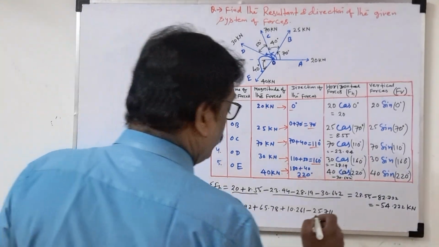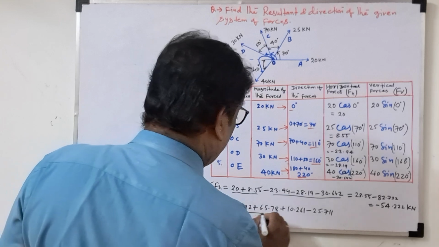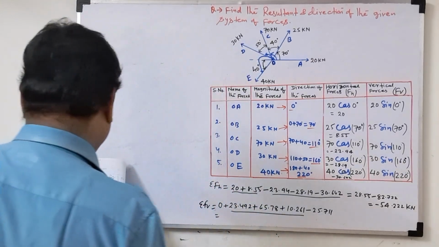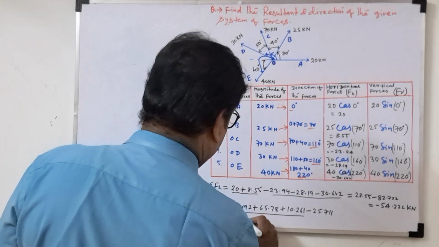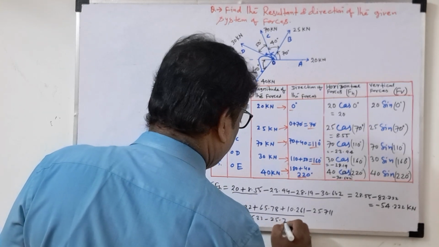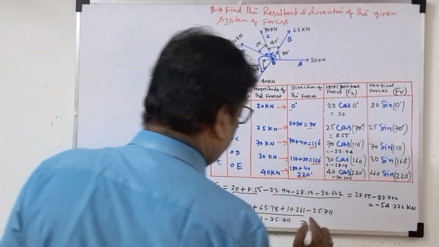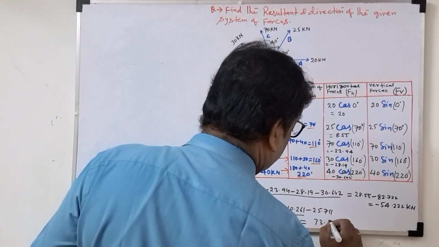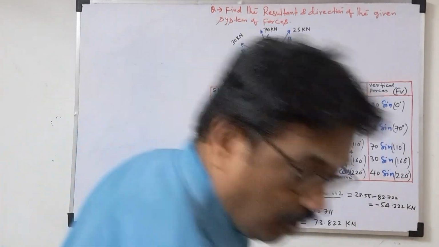25.711. So this value, if you see this, in total you have to add this. So how much is coming? 99.533. 99.533 minus 25.711 is 73.822 kilonewton. So these both values we now know.